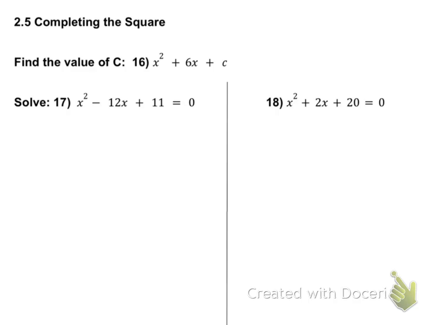16, to find C, I just need to do 6 divided by 2, which gives me 3. Square it, and I get 9. So C equals 9 there. All right.